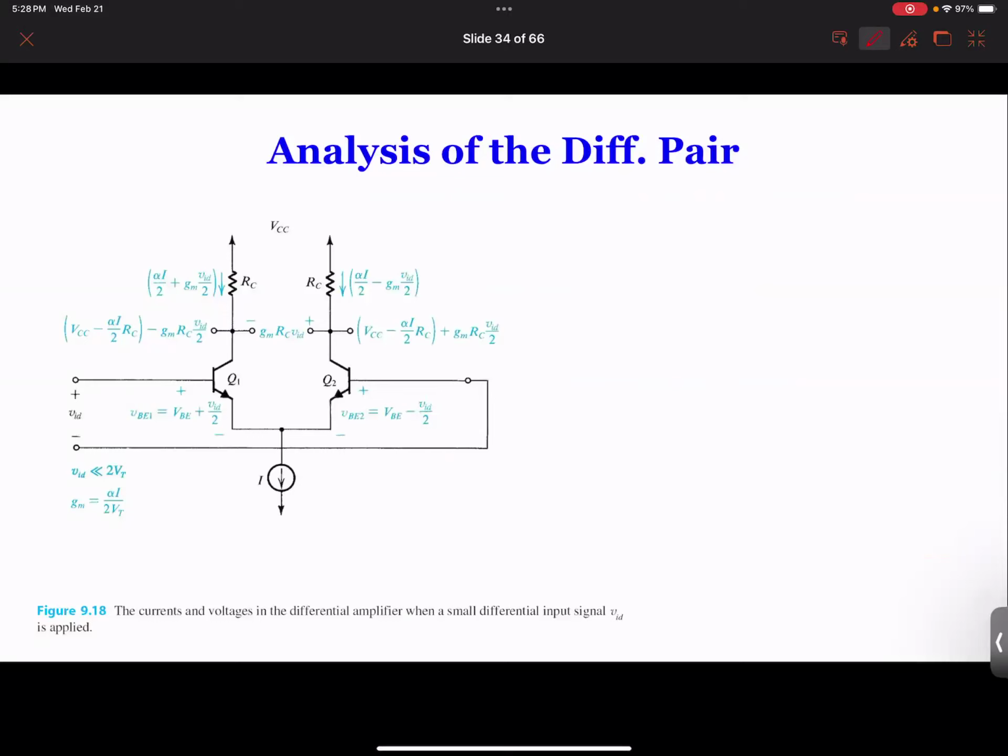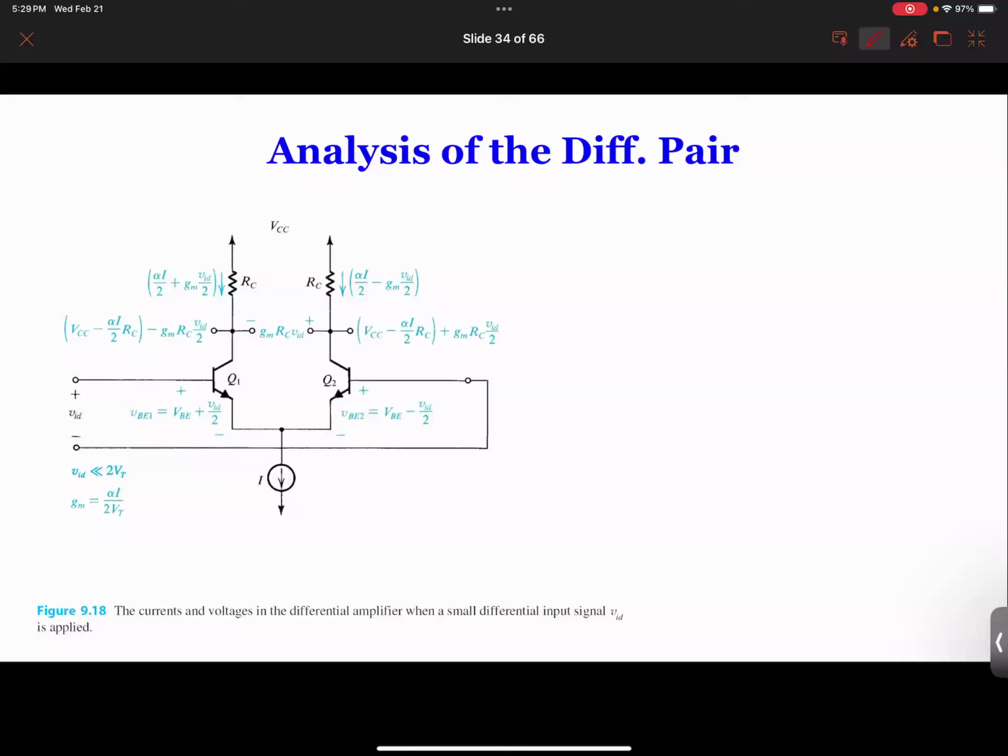Everything else was the same from the common mode, but instead we apply an input over here. The positive will connect to Q1, and the negative will connect to Q2. So you apply a voltage on both sides, because now you don't have a ground.